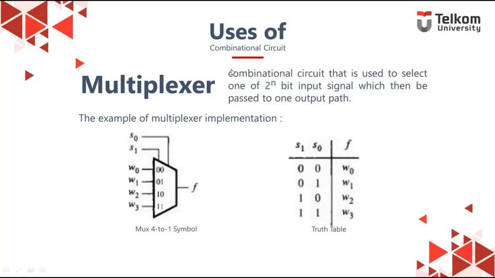Okay, the next one is multiplexer. Multiplexer is a combinational circuit that is used to select one of two power of n bit input signal, which is then passed to one output path. So there is one output from one of these inputs.